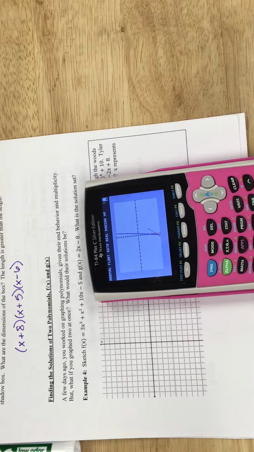Why does it graph so slow? I don't know, because it's having to go down from really far.